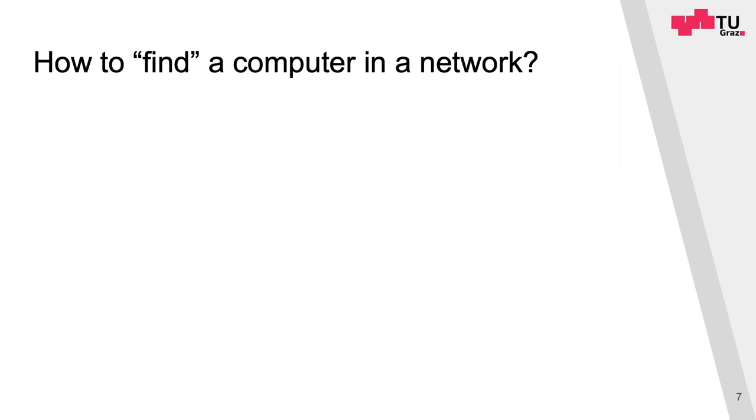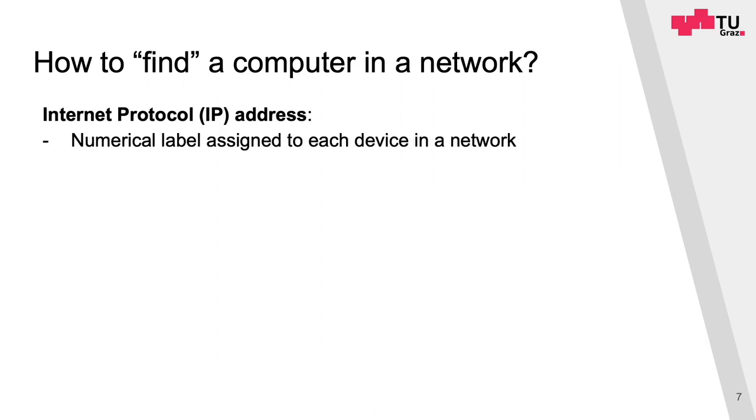And the next question that we need to answer is how we can find the computer in the network. So how can we send this information to another computer? To do so, we need another protocol, namely the Internet Protocol, or in short IP. Therefore, each computer has an IP address, which is just a numerical label which is assigned to each device in the network.